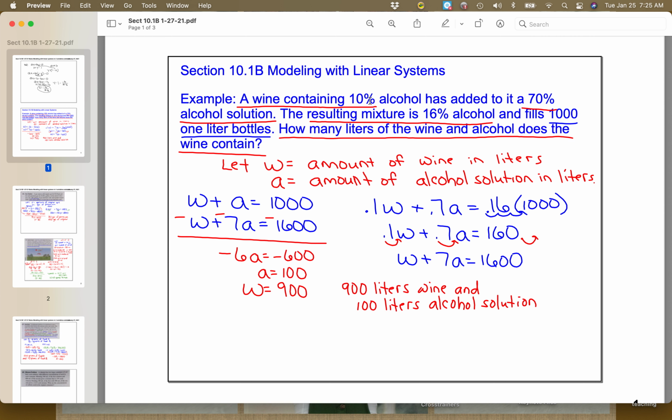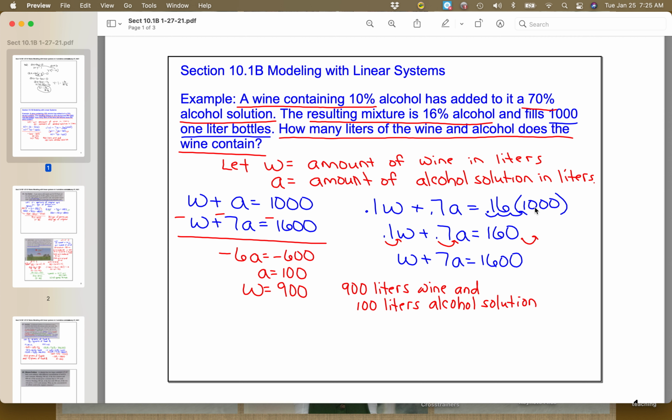A wine containing 10% alcohol has added to it a 70% alcohol solution. So 10%, if you change it to a decimal, you get 0.1. So 0.1 times W plus 0.7 times A. That's the first sentence. The resulting mixture is 16% of whatever the solution is. So that's 0.16. And the reason I have 1,000 there is because I'm told that I have 1,000 1-liter bottles.